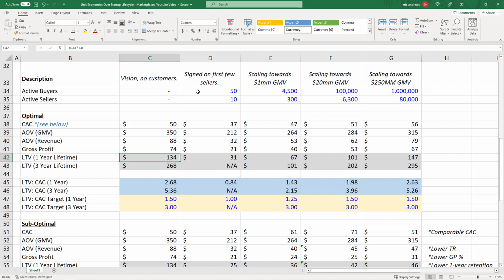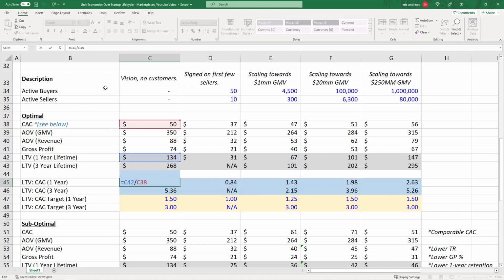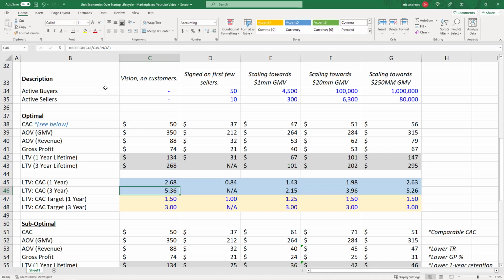LTV, we're basically saying, is 1.8 times the gross profit on one order. So we're saying the average customer, we think, buys almost twice. And then over 3 years, we're saying that actually they buy about twice what they buy in the first year. So the LTV over a 3-year period is $268. So the LTV to CAC ratio in year 1 is 134, and over 3 years, we want to hit over 5. Now, why am I talking about 1 year versus 3 year?